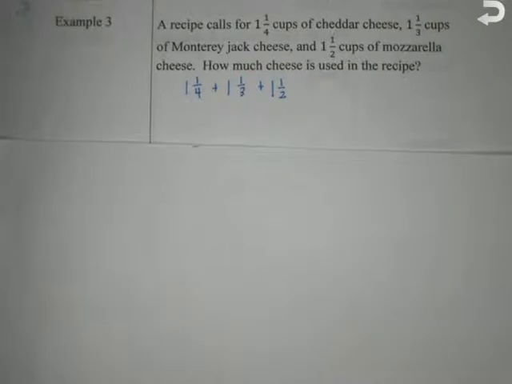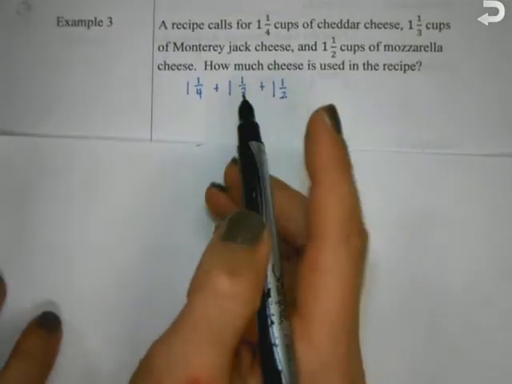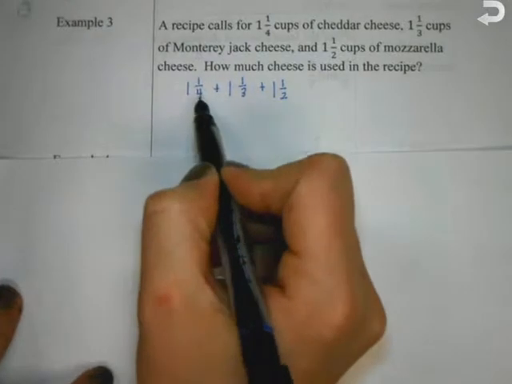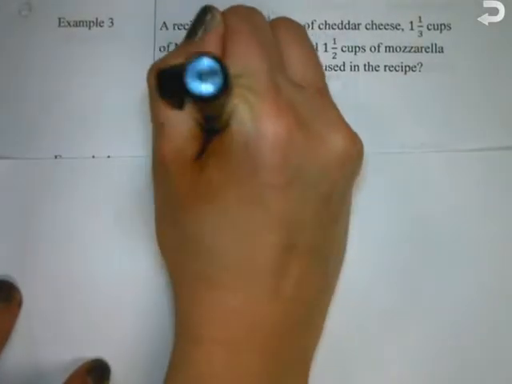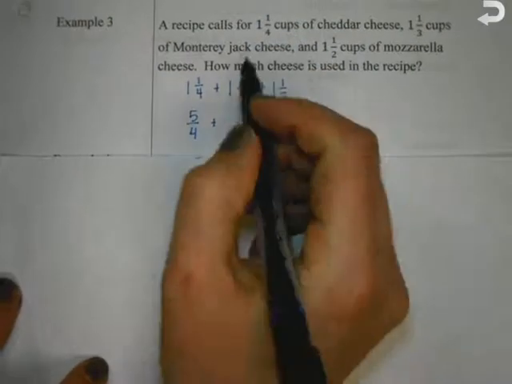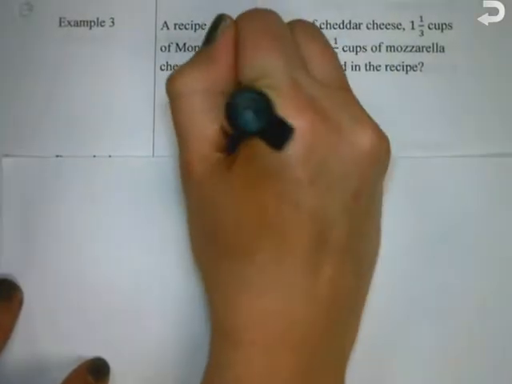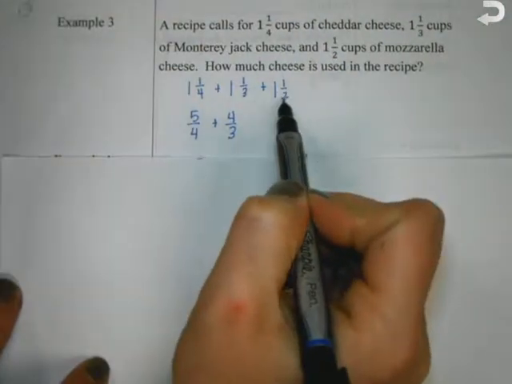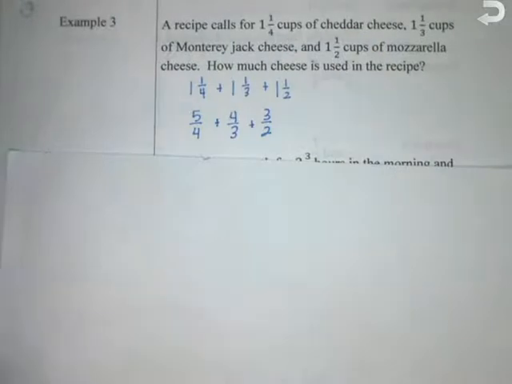Yeah, we need to change all of these to improper fractions because it's just going to make it a little bit easier for us. Okay, so 1 times 4 gives me 4, plus 1 gives me 5, so this is 5 over 4, plus 1 times 3 gives me 3, plus 1 gives me 4, so 4 over 3, plus 1 times 2 gives me 2, plus 1 gives me 3, so that is 3 over 2. Is everybody okay with that? Okay. Can I just add these all together now?